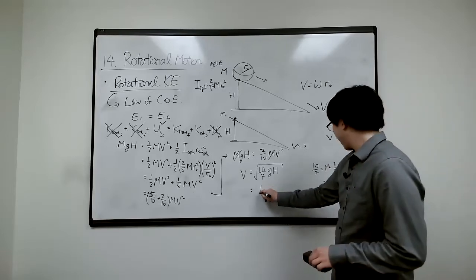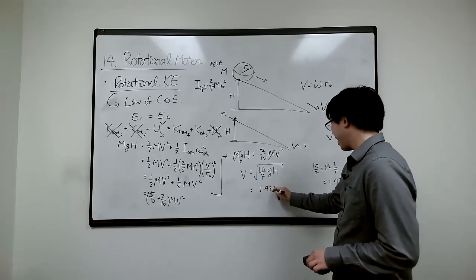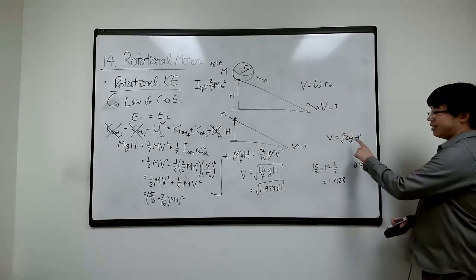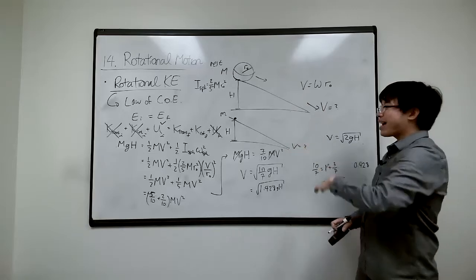All right. So here I have 1.428 gh. So which one is larger? This one is larger, right? So why does that happen?